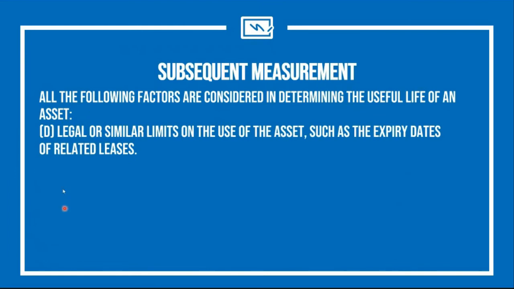And we also have letter D, legal or similar limits on the use of the asset, such as expiry dates of related leases. Okay, so example, you only lease the warehouse. Okay, and the warehouse has a lease term of, let's say, for example, 10 years only. So when you have that warehouse, it is going to be capitalizable and depreciated over the lease term only. Of course, again, since we are talking about lease term, we only consider the effective lease term, which is the existing plus the extensions that are expected to be agreed upon by both parties, or those that are probable as to extension.